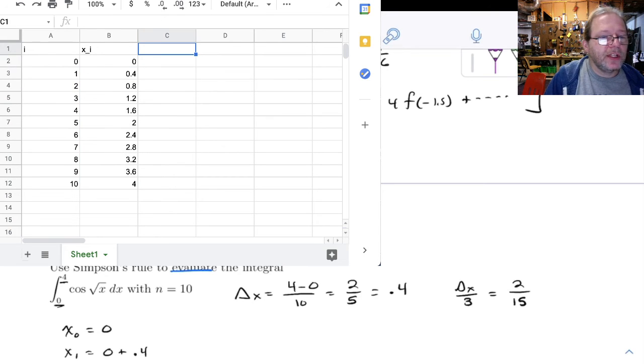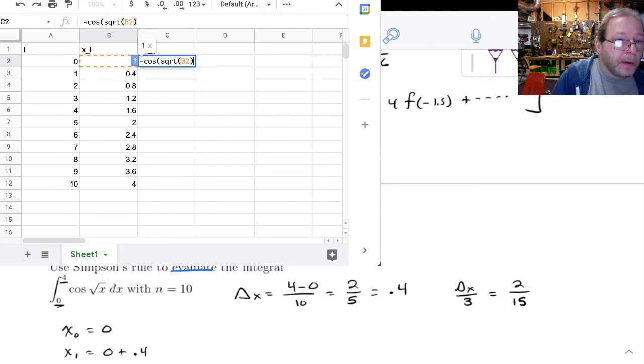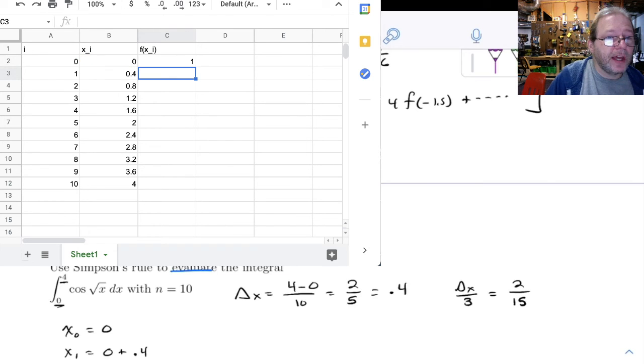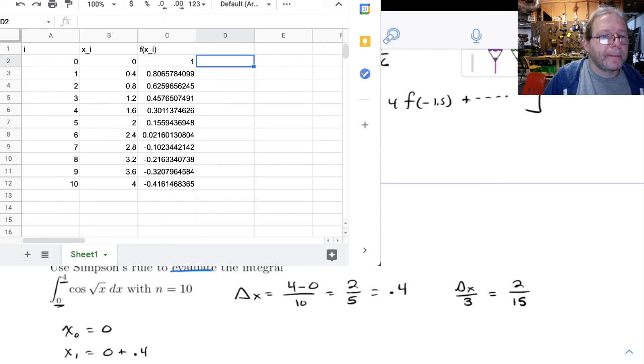All right, now we need to evaluate the function f of x at each one of these x sub i's. And our function in this case is cosine of square root of x. So this is equal to cosine of square root of this number, close parentheses, and we get that. Paste that down. So we get that.